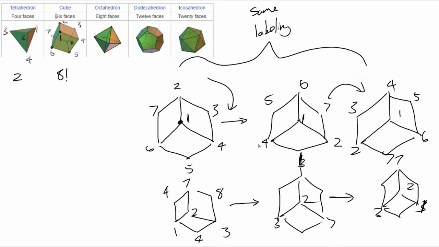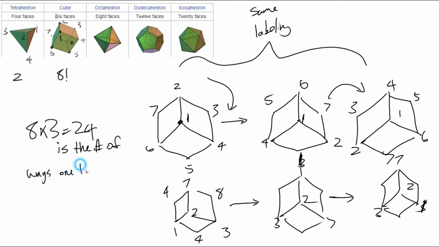So there are 8 total vertices, so we can have 8 different vertices facing us, right? And since we can have 8 different vertices facing us, and there are 3 different possible labelings for each vertex that's facing us, the total number, 8 times 3, 24, is the number of ways 1 labeling can be duplicated.